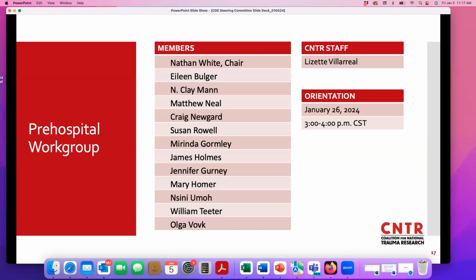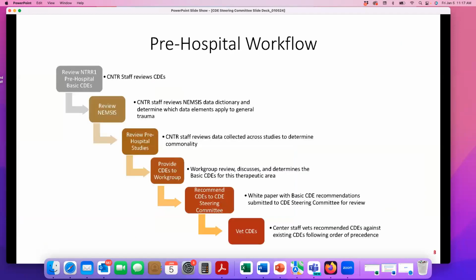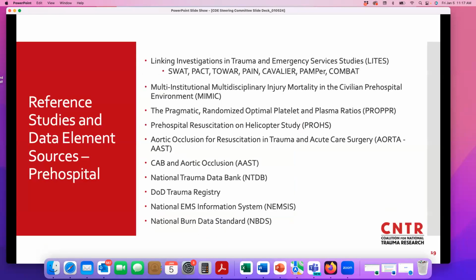The next work group is pre-hospital with Dr. White as chair and Lizette Villarreal as the center staff. Their orientation is on the 26th of January. Their workflow is very similar, if not the same. It's just that they will be looking at these initial studies that I've pulled from different locations, AAST, MITC, other conversations and other meetings.